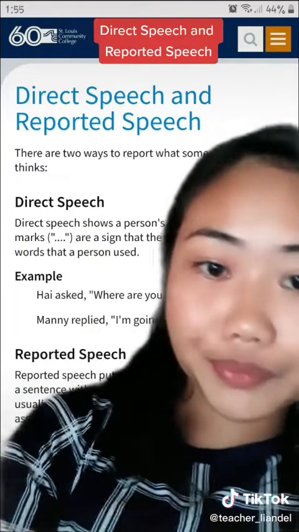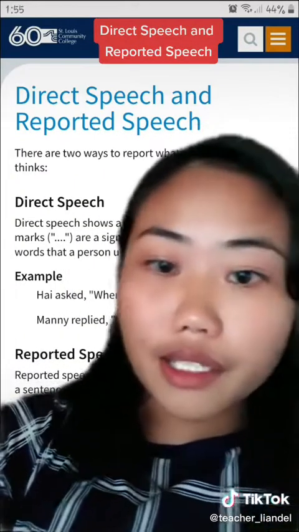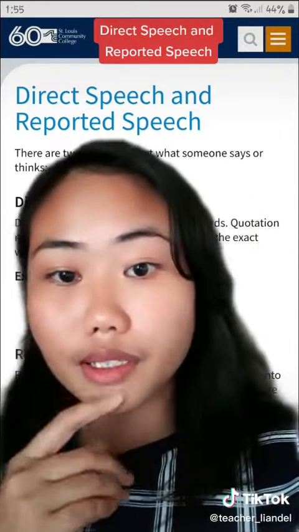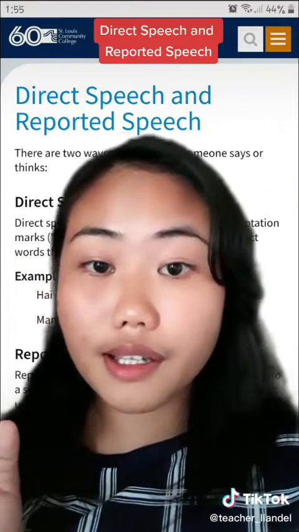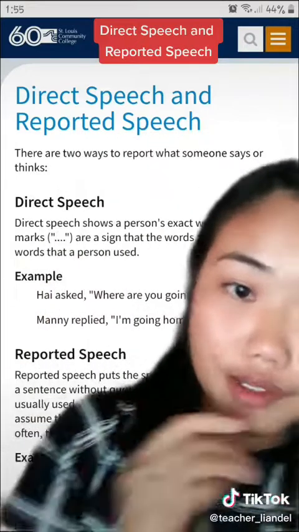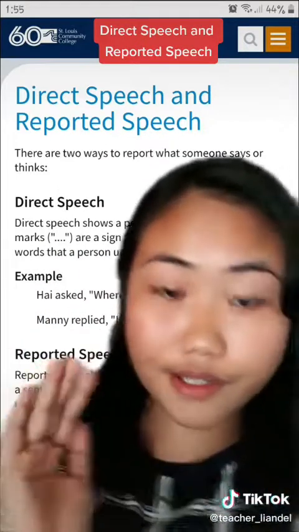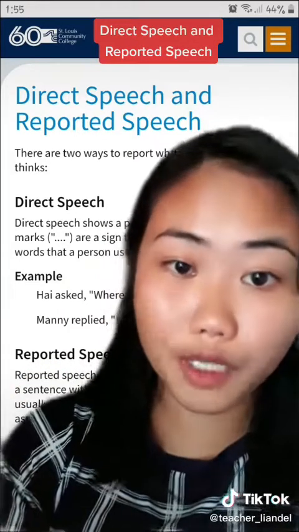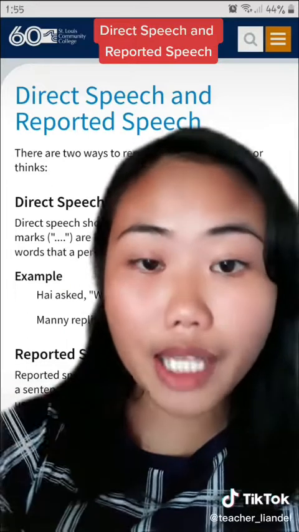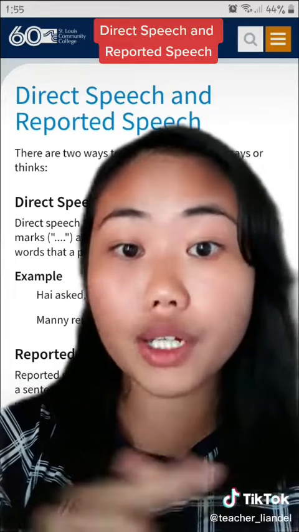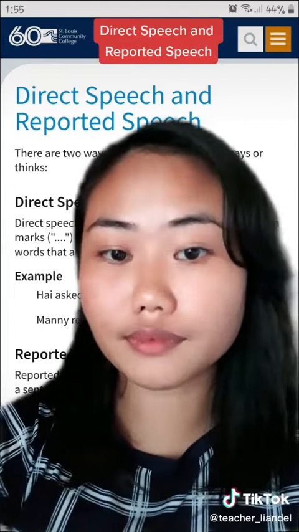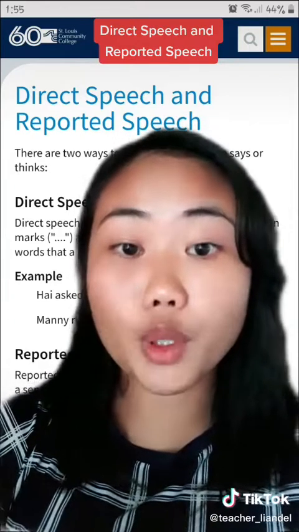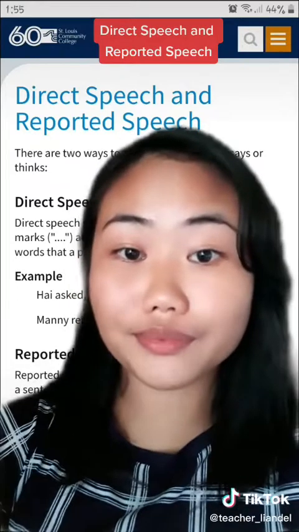For example, Manny replied, "I'm going home." "I'm going home" is written inside quotation marks because those are the exact words of Manny. If we transform that direct speech to a reported speech, we say Manny replied that he was going home. So why did we change I to he and I'm going to was going?